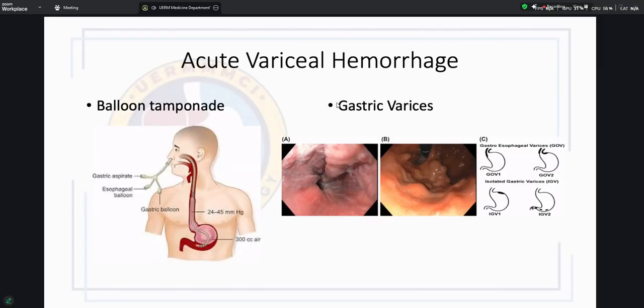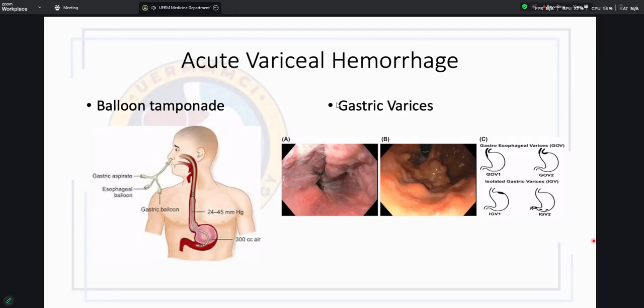If available, an option of placing a balloon tamponade can be used to control the severe bleeding from esophageal varices. This is done by mechanically compressing the bleeding veins using an inflated balloon, but this is just a temporary measure while preparing for endoscopy with endoscopic variceal ligation.